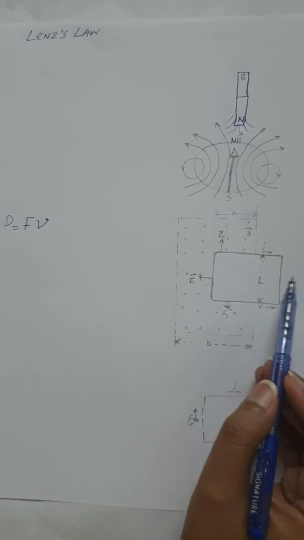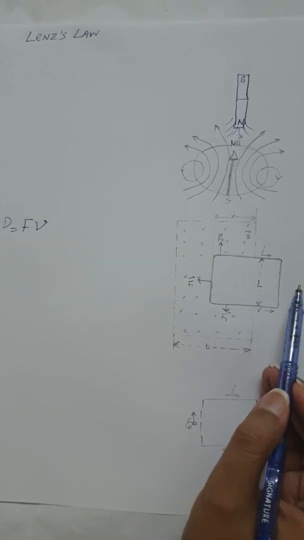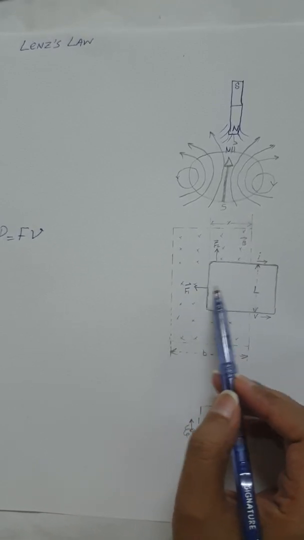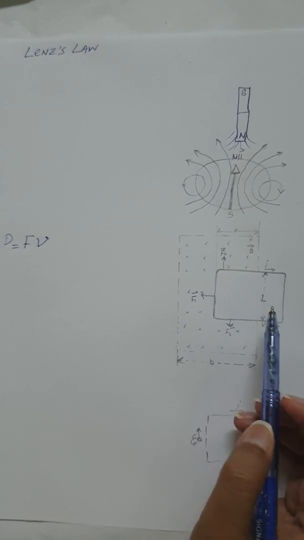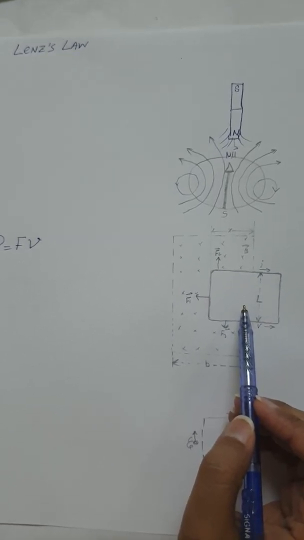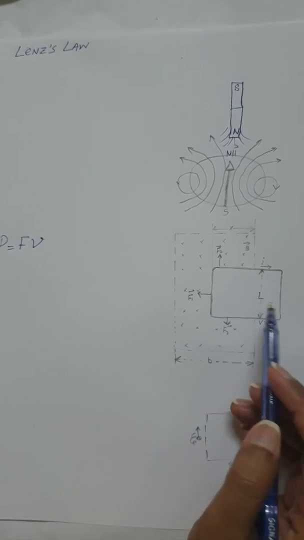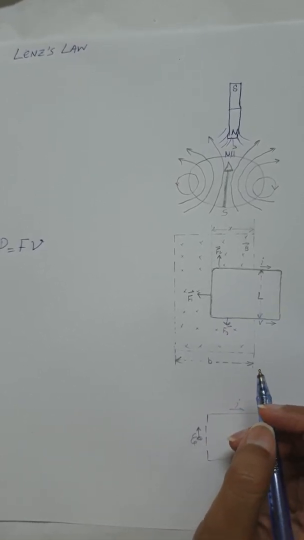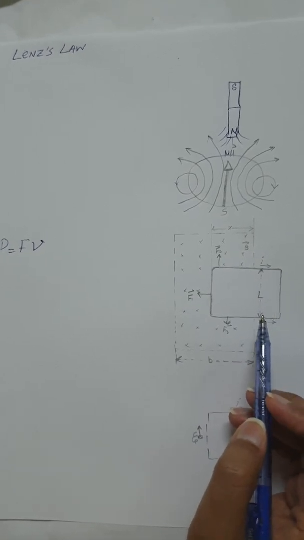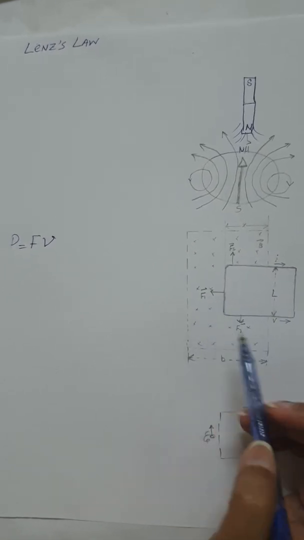When we move the loop towards the right, the portion of its area within the magnetic field decreases, and the flux through the loop also decreases, and according to Faraday's law, current is produced in the loop. It is the presence of this current that causes the force that opposes your pull.